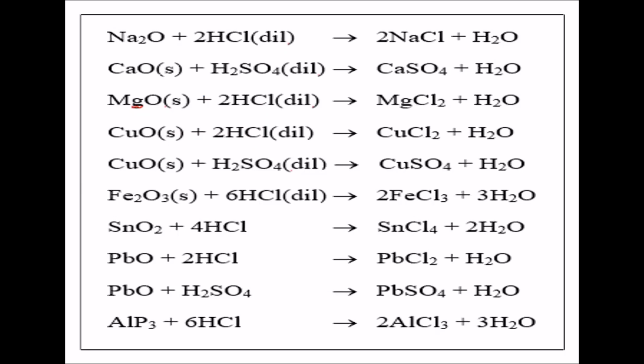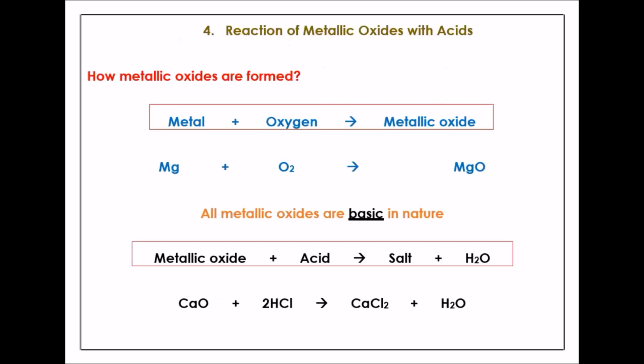You can find two types of acids there, HCl and H2SO4, and that gives, you can observe, all salts: sodium chloride, calcium sulfate, magnesium chloride, copper sulfate, iron chloride, stannum chloride, lead sulfate, aluminium chloride. These all are salts and water is produced. So by this we can conclude metal oxide plus acid gives rise to salt plus water. This is also a neutralization reaction.